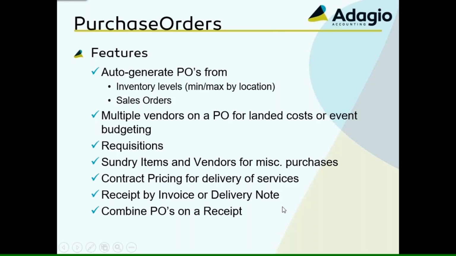A receipt by invoice or delivery note. So the guy on the shipping bay, the person receiving goods, doesn't actually have to have the invoice in hand to get the goods into inventory. You can receive by delivery note, get your inventory items into inventory for sale, and then Adagio will do all the necessary accounting when the invoice comes in, in the circumstance where the invoice does not match the quoted PO price. You can combine POs on a single receipt. You can change the vendor at receiving time or at invoicing time.